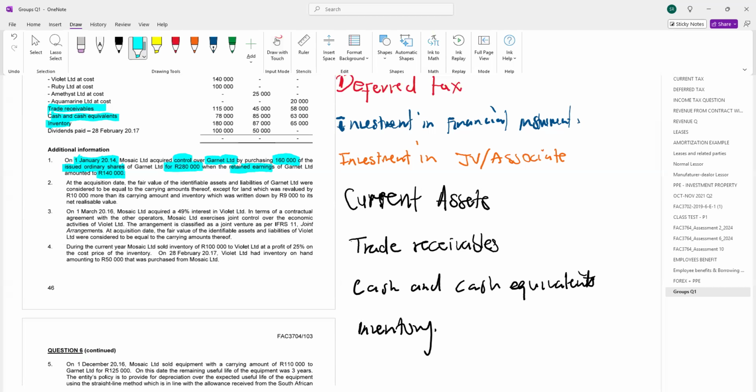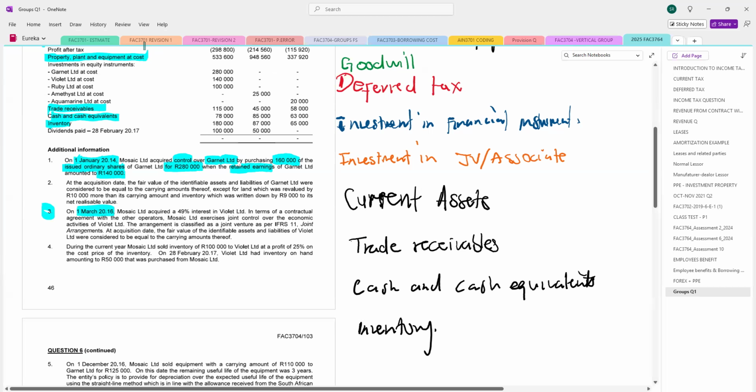Okay, so if you go to number three, it says on 1 March 2016, Mosaic Limited acquired 49% interest in Violet Limited. In terms of the contractual agreements between the other operators, Mosaic Limited exercises joint control over the economic activities of Violet Limited. The arrangement is classified as a joint venture as per IFRS 11 Joint Arrangements. At acquisition date, the fair value of the identifiable assets and liabilities of Violet Limited were considered to be equal to the carrying amount hereof.